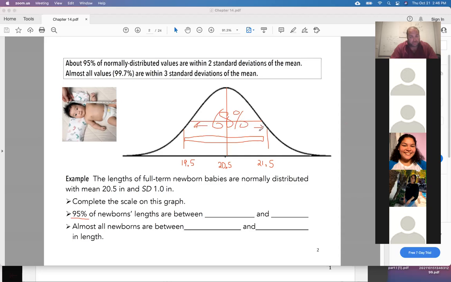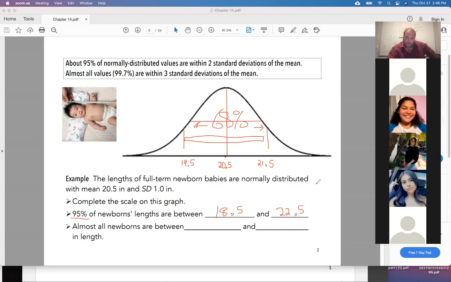Correct? Yeah. We want to go to 95%, which means we've got to go 2 deviations in either direction. Which would be between what two numbers? Eighteen point five and 22.5. 18.5, which is 2 down, 19, 18, and 22.5. Do we agree? Yeah.